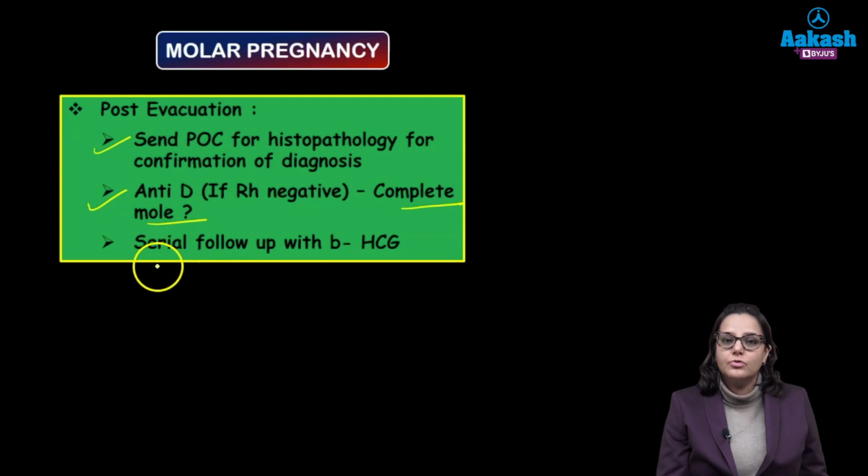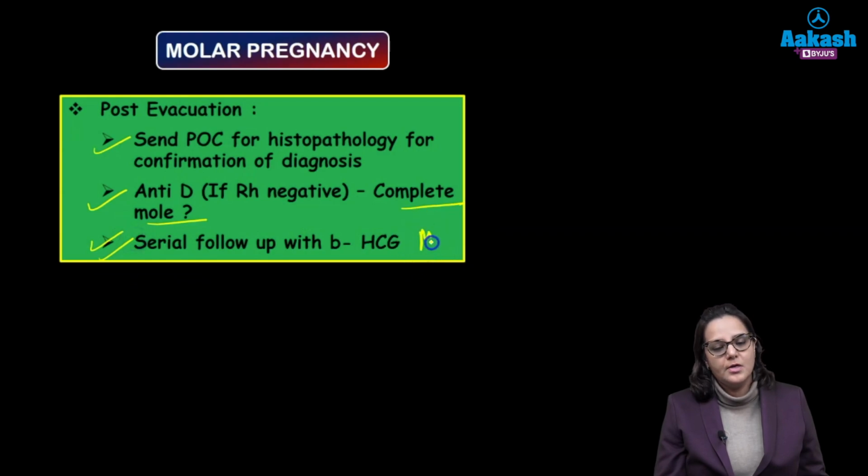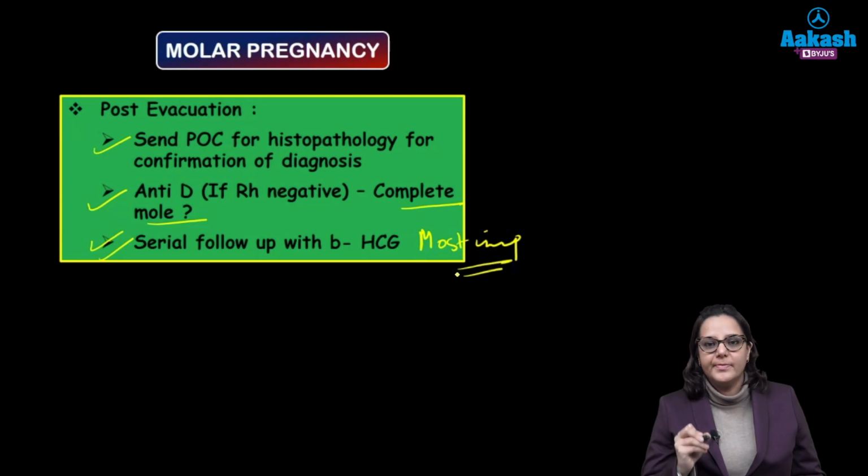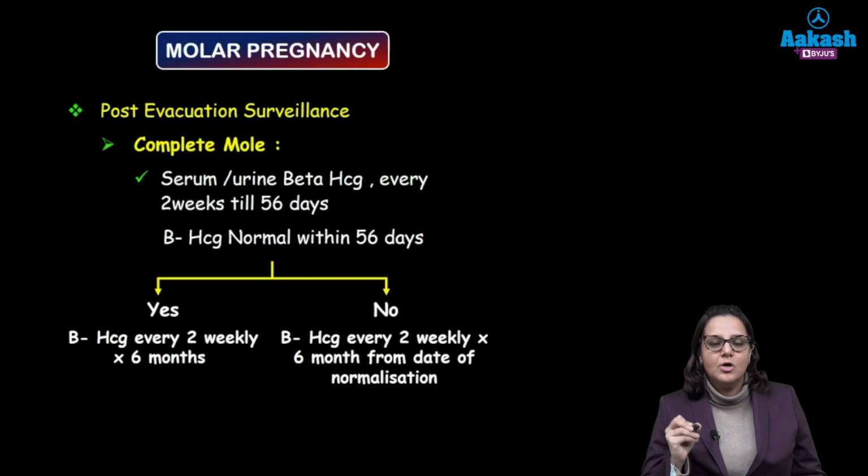Now we also do serial follow-up of beta HCG of these patients. This is the very important and the most important follow-up. Okay. So the most important follow-up is the serial follow-up with beta HCG in these patients. So how do we follow up the beta HCG? We have complete mole and we have partial mole.